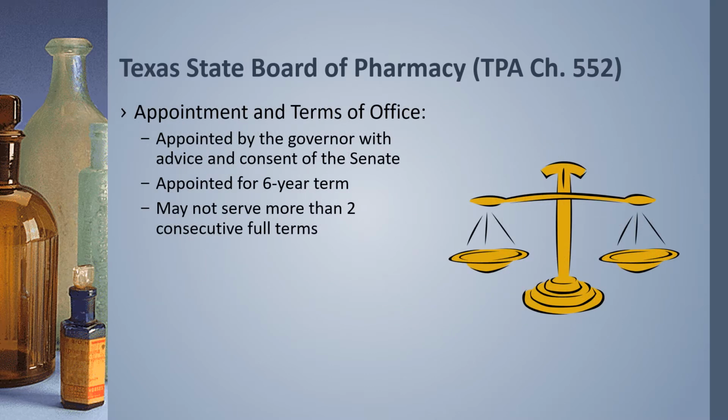Membership or appointment to serve on the Texas State Board of Pharmacy is done through the governor with advice and consent from the Senate. Each membership term is for 6 years, and a member may not serve more than 2 consecutive full terms.